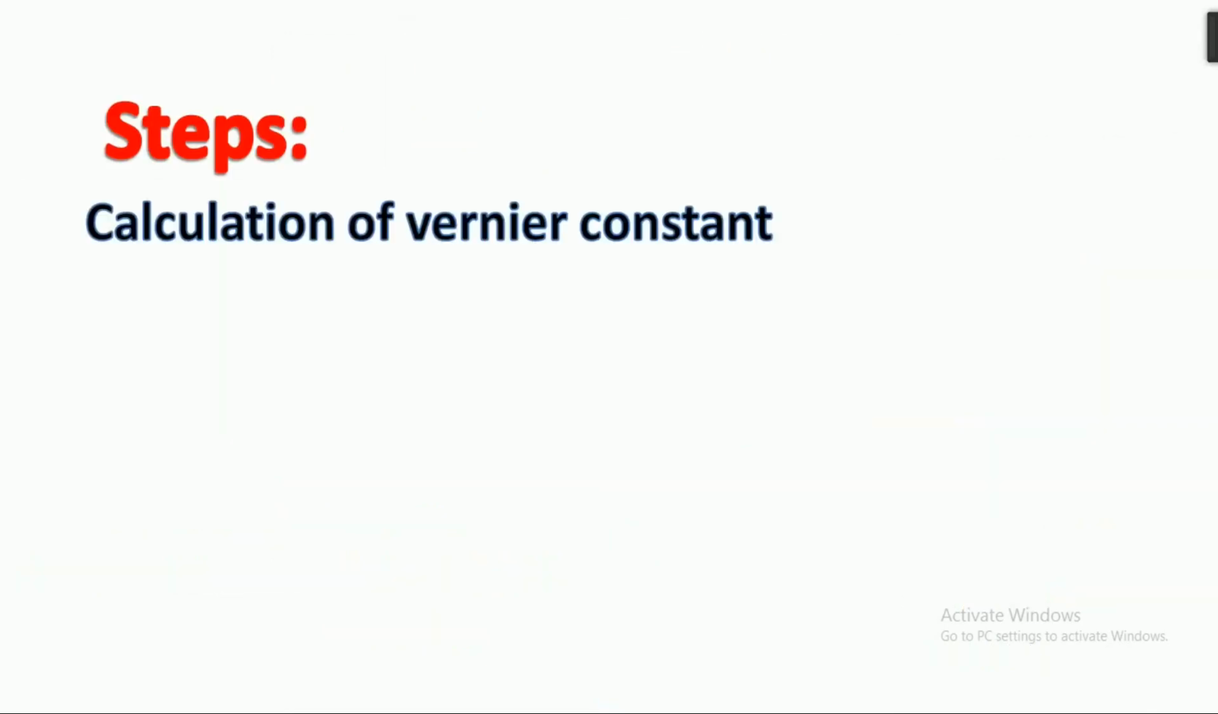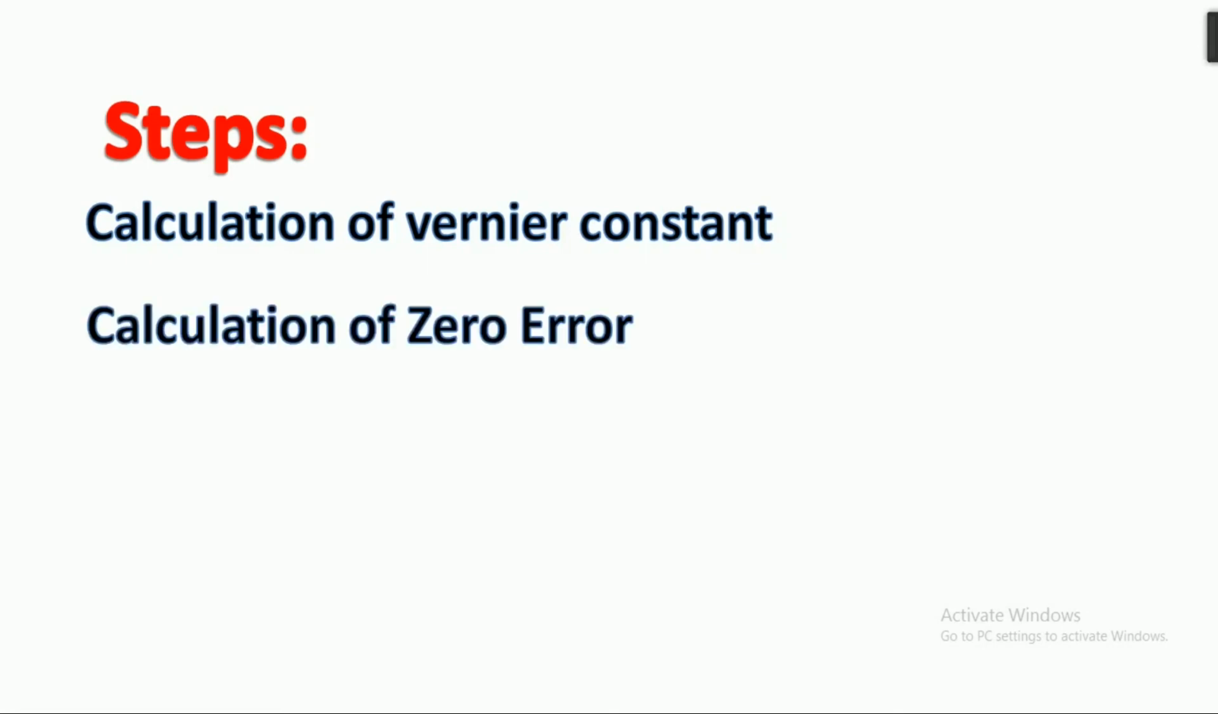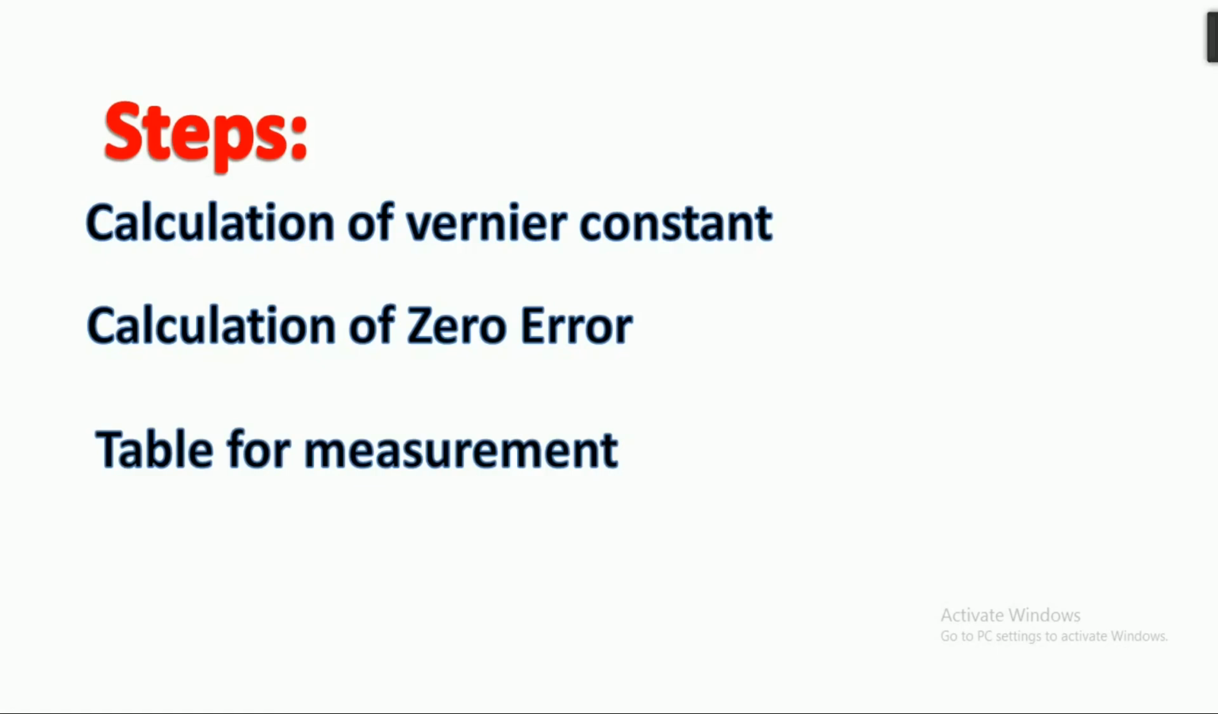Now let us see the steps to use a vernier caliper. So first we have to find the vernier constant. Second, we have to calculate the zero error. In some vernier calipers we may not have any error also. Sometimes it may be positive or sometimes it may be negative. And we'll make the table of measurement. We'll measure either diameter, length, breadth, anything which is required, and we'll do the zero correction. After finding the mean from the table, we have to make the correction with the zero error.